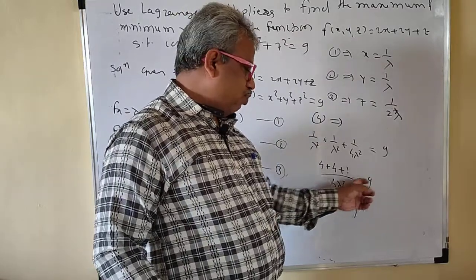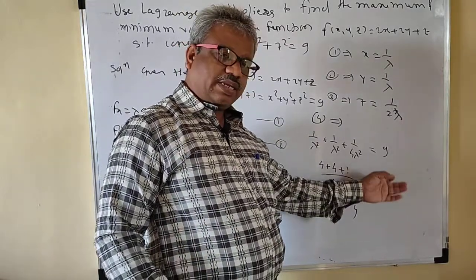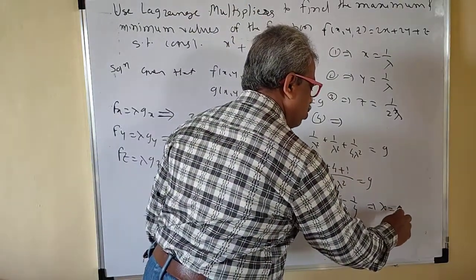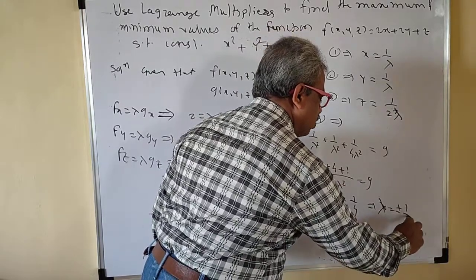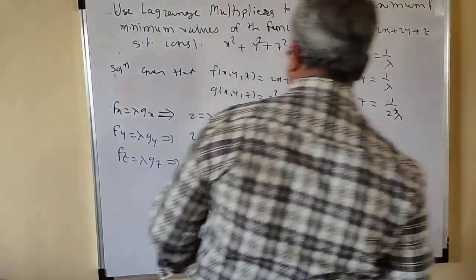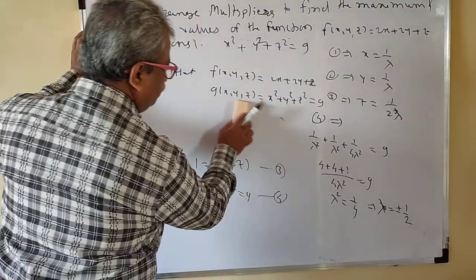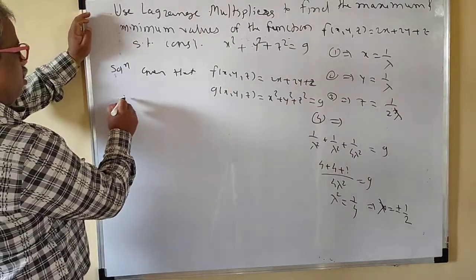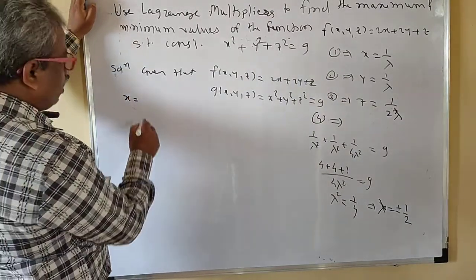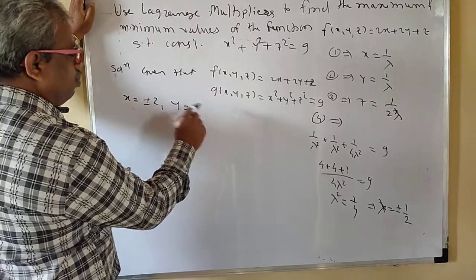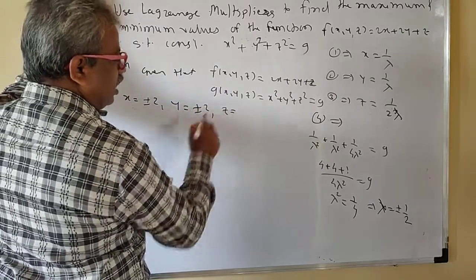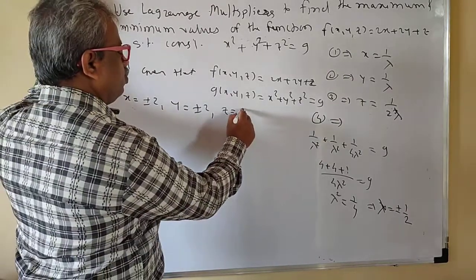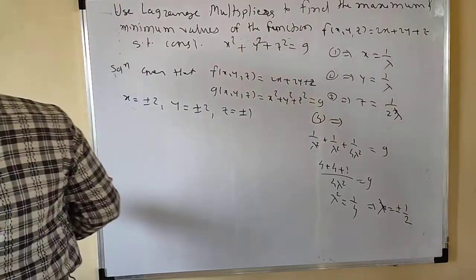Is equal to 1. So I will only shift the lambda square to that side. Instead of writing that side, I will write this side. So lambda is equal to plus or minus 1/2. So what happened in x? x is equal to 1 upon lambda, so plus or minus 2. y is equal to 1 upon lambda, plus or minus 2. z is equal to 2 lambda, so plus or minus 1 now.